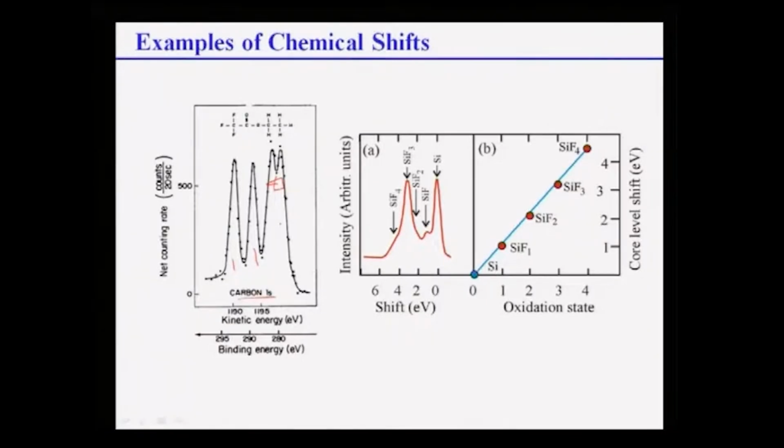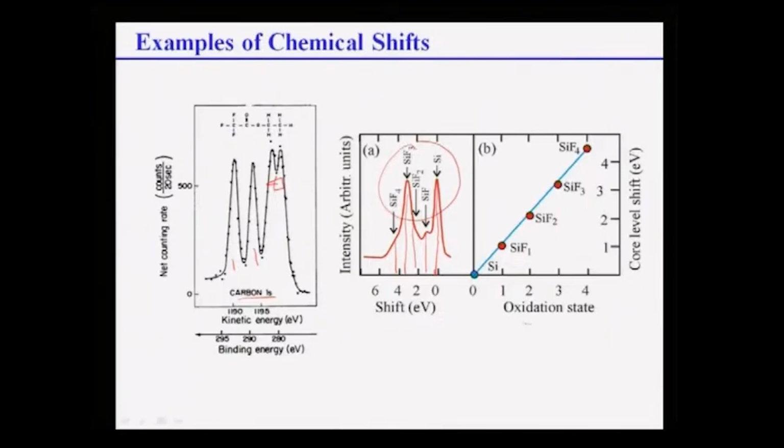Now, if I look at the silicon, pure silicon is here. As you see this is close to almost 0, then SiF, SiF2, SiF3, SiF4. So, as you keep on having more and more fluorine ions attached to silicon from 1 to 4, the chemical shift increases. So, in this way one can determine the exact state of the atom.